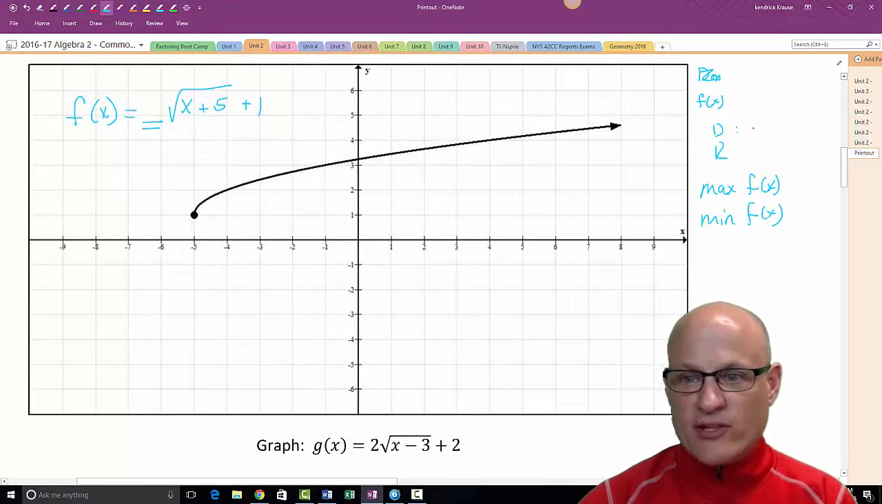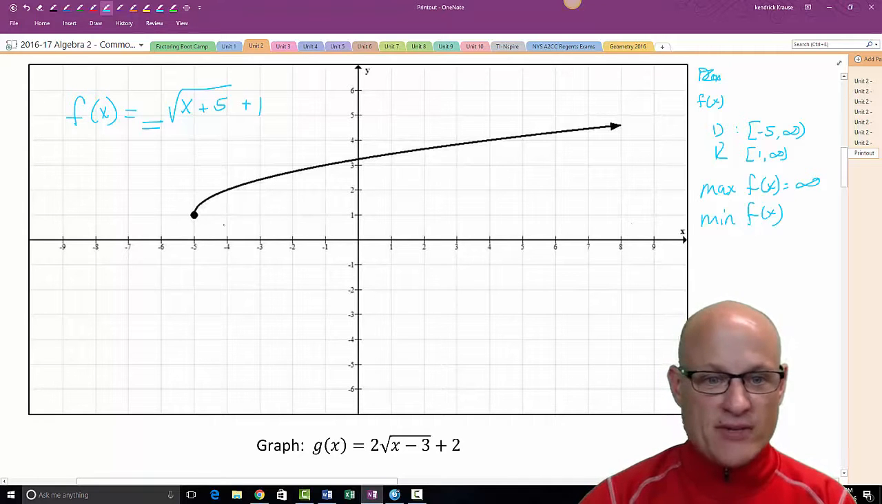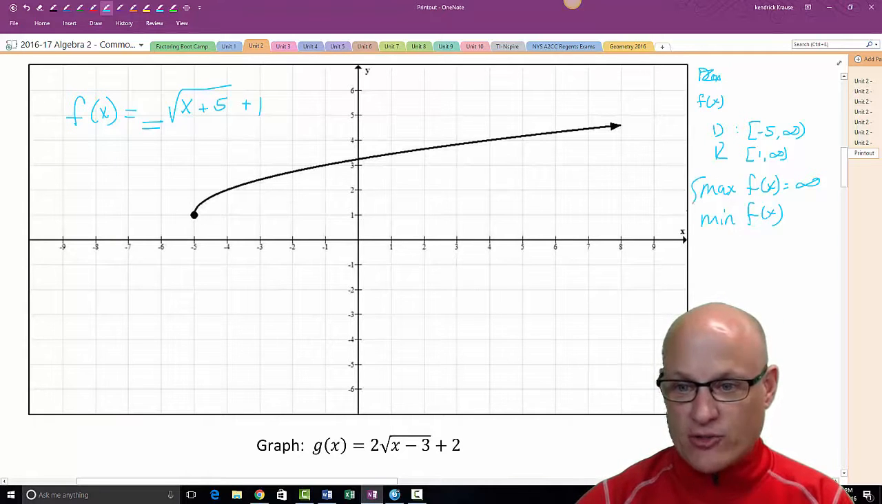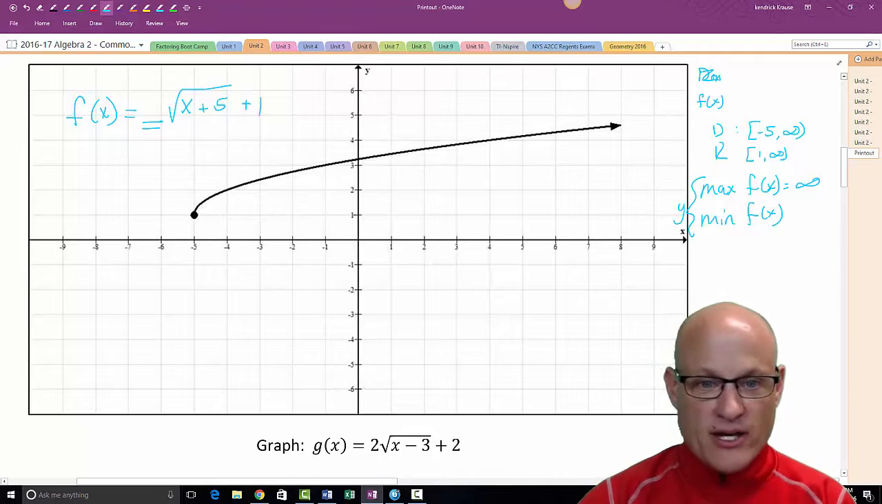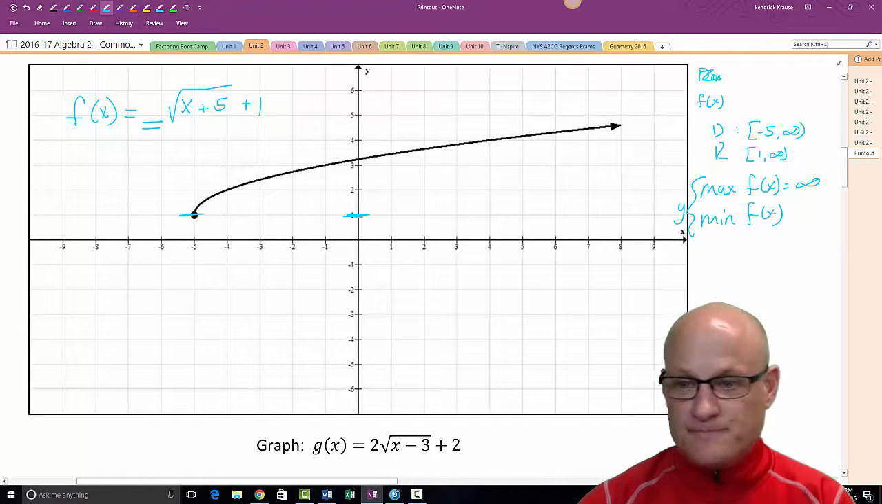Domain. The domain of this is from -5 to infinity. The range. It's from 1 to infinity. What's the max value of f of x? Infinity. What's the minimum value? Remember, these are the only times you're going to use y values, right? The minimum value is 1.